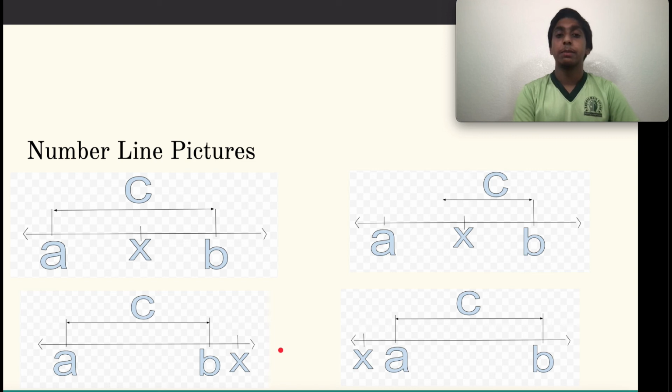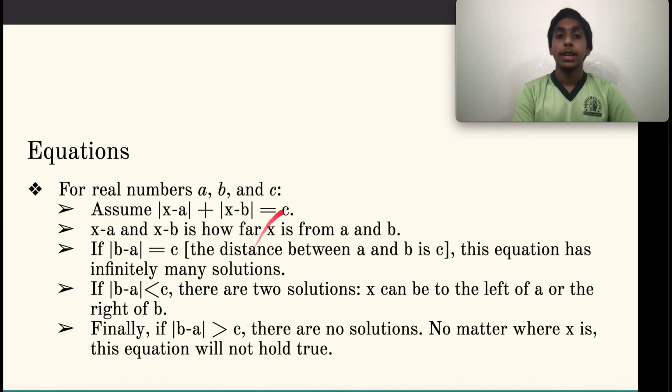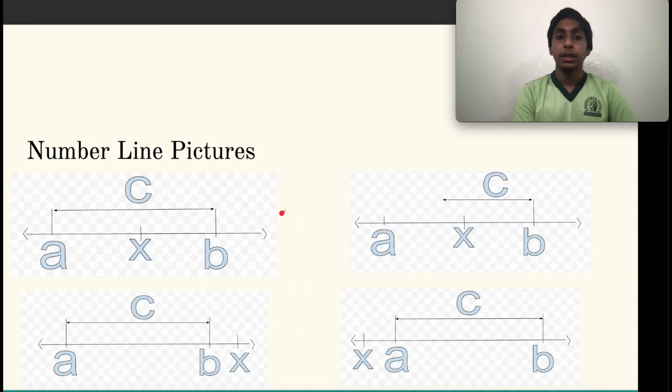So don't worry if it doesn't make too much sense right now. As you look more at the number lines and solve problems with them, it makes much more sense. But just know that this distance C is going to be equal to the distance between X and A plus the distance between X and B. In some cases, the distance between A and B is going to be perfectly C. In other cases, it's going to be smaller or bigger.